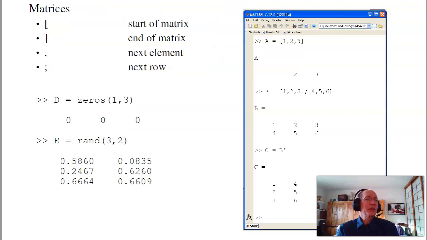As I mentioned, Matlab is a matrix language. To start a matrix, you do a square bracket. To end the matrix, you do a square bracket. Comma or space means next element. Semicolon means next row. So if I say A equals [1, 2, 3], that's a 1 by 3 matrix. [1, 2, 3; 4, 5, 6] gives a 2 by 3 matrix. And a single quote is a transpose.